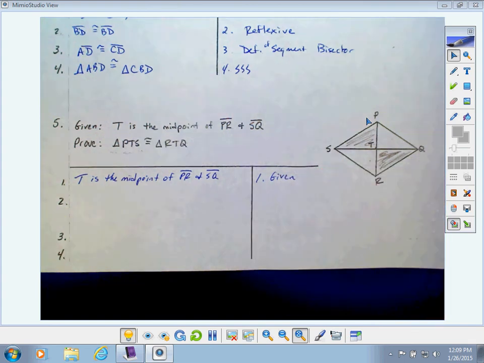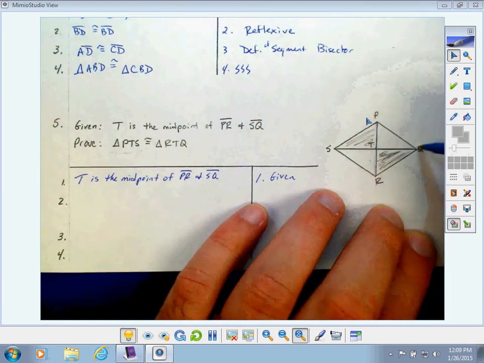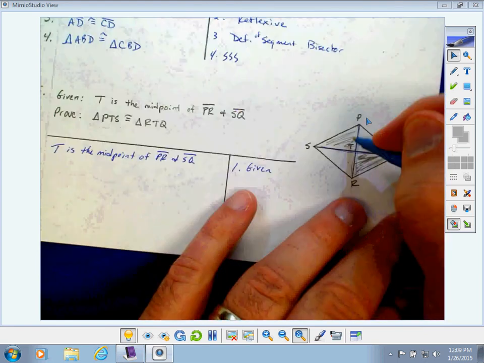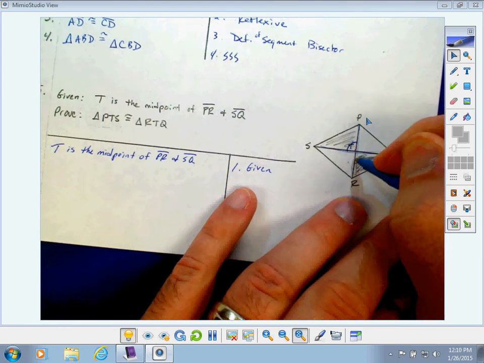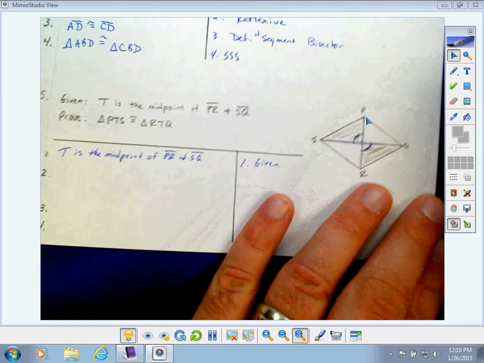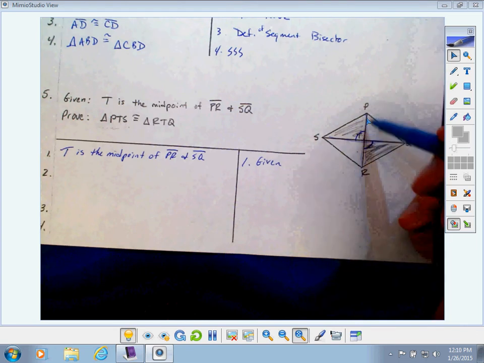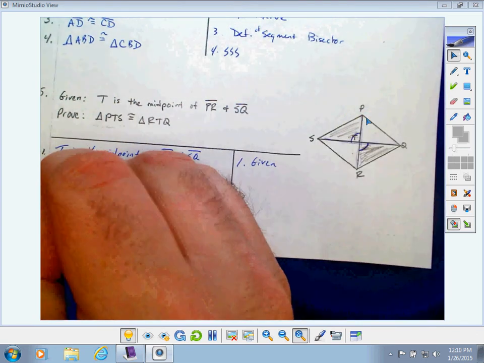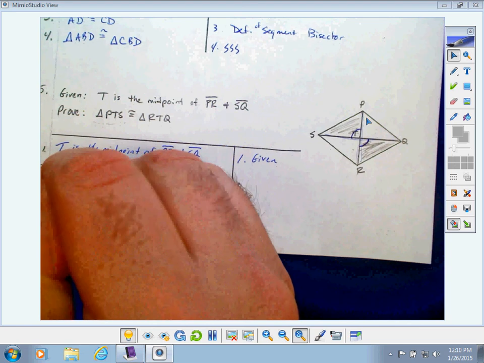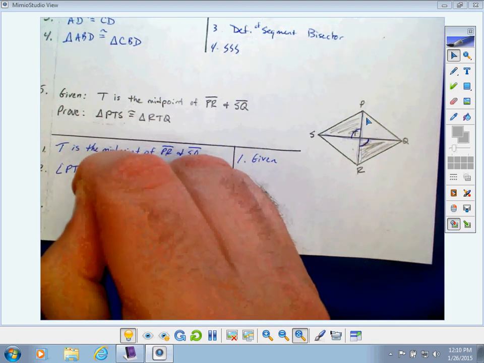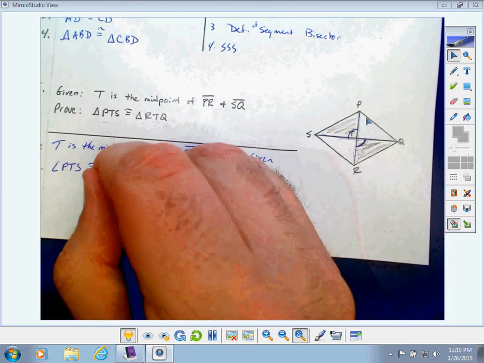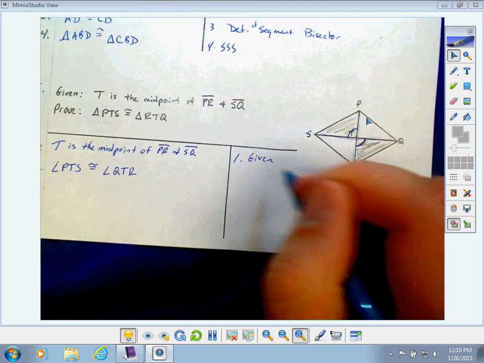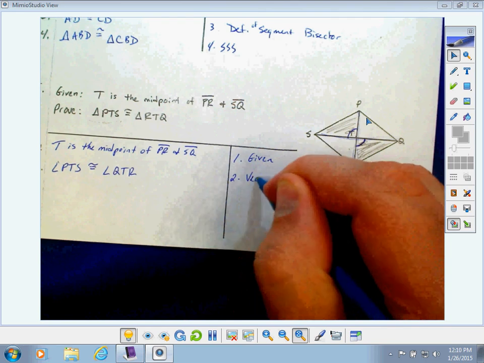But there is an X right here, and that's an indicator of vertical angles. And the angles we want in our triangle that are vertical are here and here. So this one is angle PTS. And this one is QTR. And that is the vertical angle theorem again.